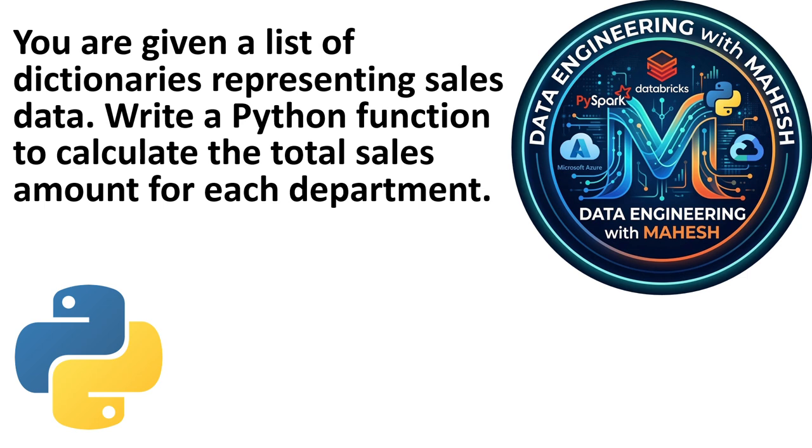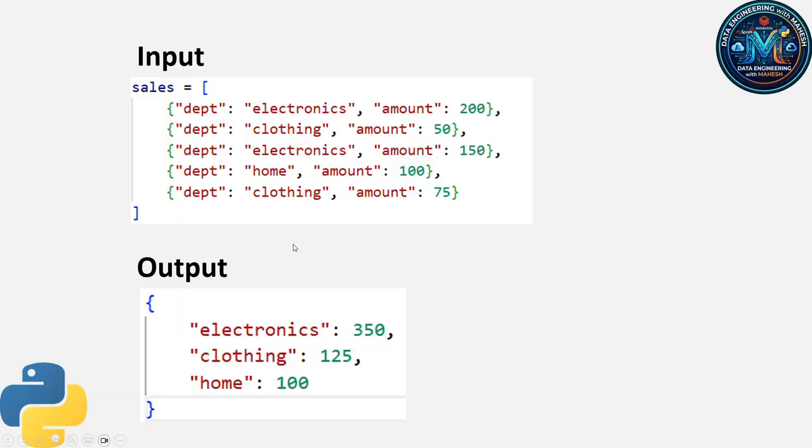The question is: you are given a list of dictionaries representing sales data. Write a Python function to calculate the total sales amount for each department. This is the input sales data. Each dictionary represents a record. This has departments as well as the amount. So we have to calculate the sum of sales by department.